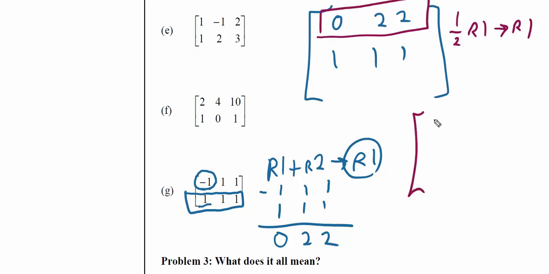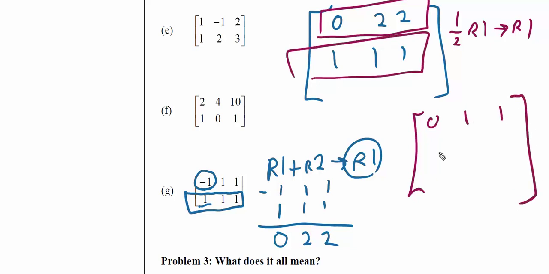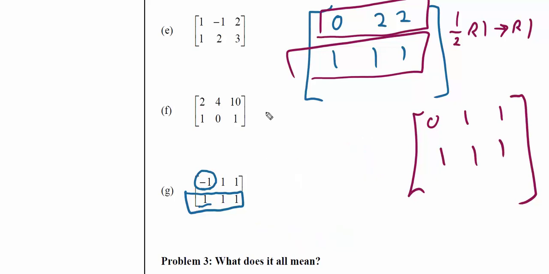So what's half of 0? 0. Half of 2? 1. And of course this row 2 I didn't change, so that comes along for the ride. Let's go ahead and switch rows. So we'll switch row 1 with row 2.